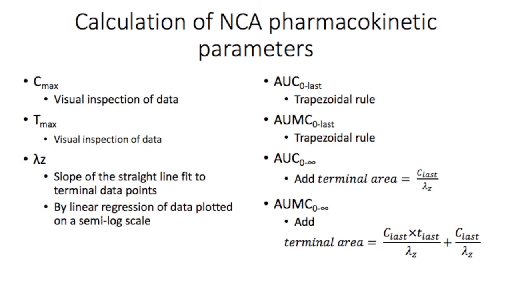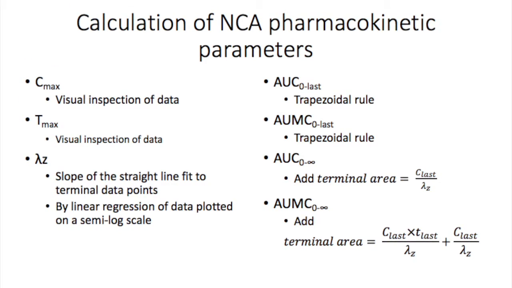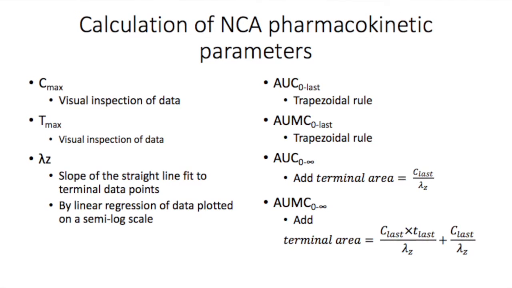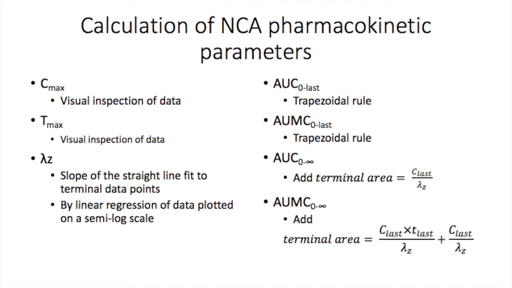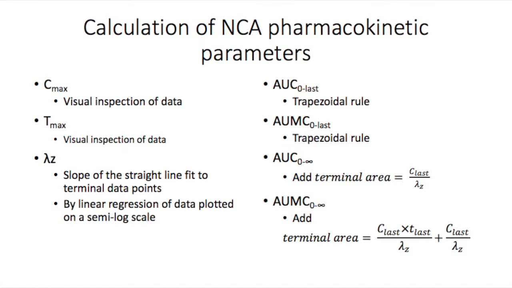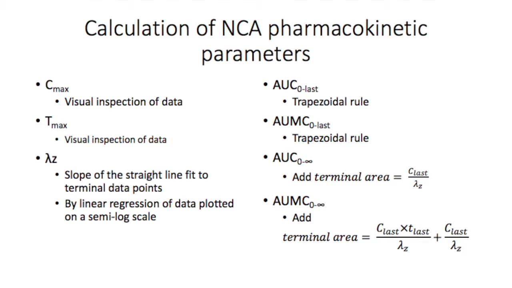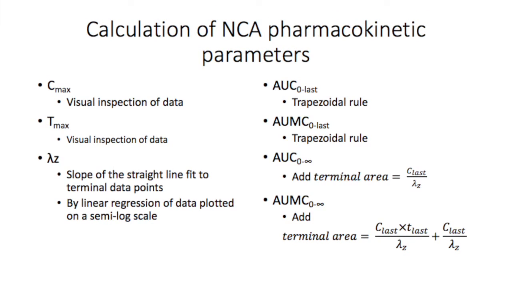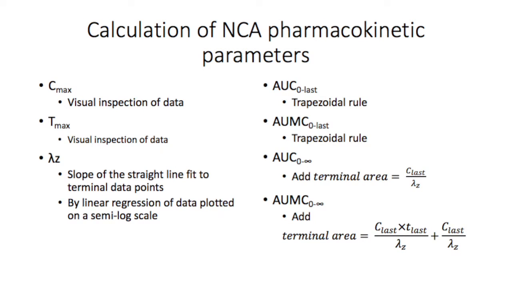Then the areas under the zero and first moment curves are calculated using the trapezoidal rule, with which we're already familiar. The other calculation we need to know about is how these curves are then extrapolated to infinity, which allows us to estimate total exposure rather than just exposure over the period of time for which we have collected samples.